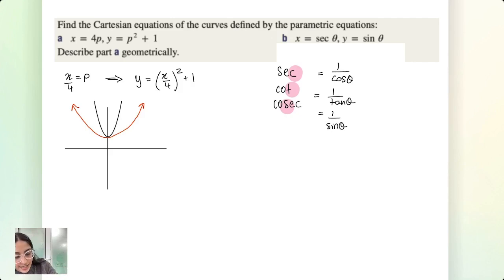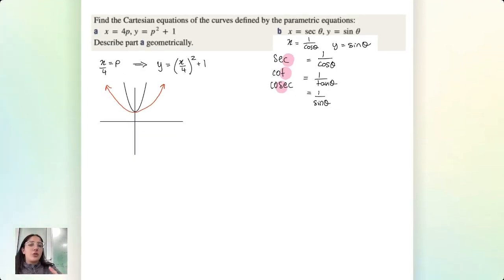So I would say x is equal to 1 on cos theta, and then y is equal to sine theta, and then go from there. So see if you can eliminate theta. Okay? So trig equations, trig parametrics are always the ones that catch students off guard the most, because you do need to know some trigonometry stuff.